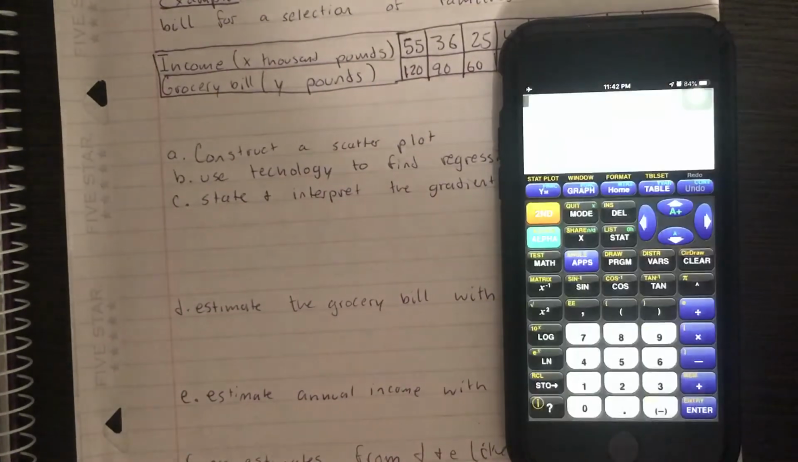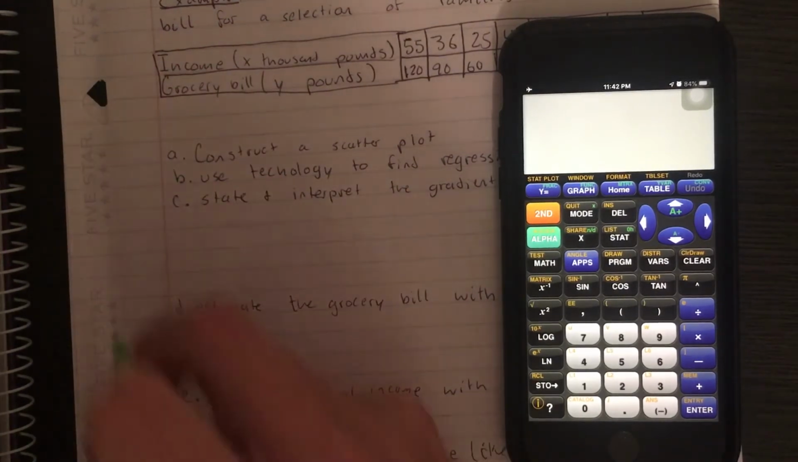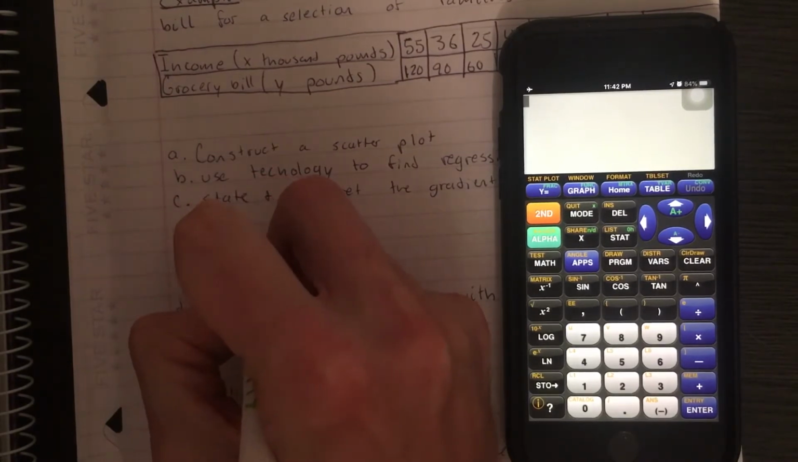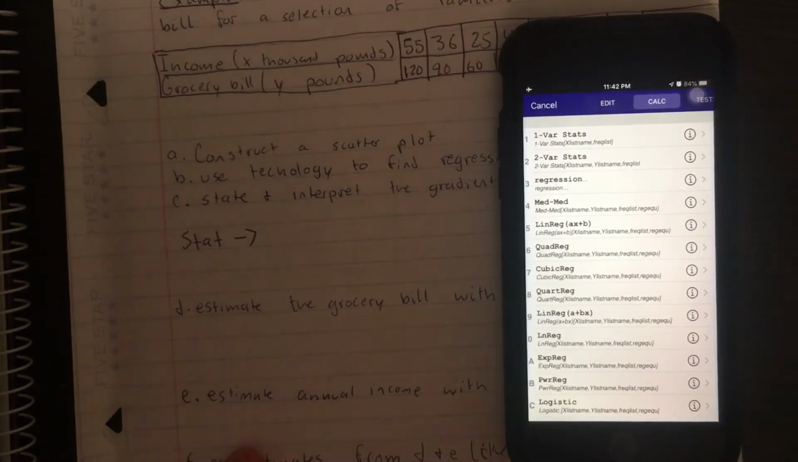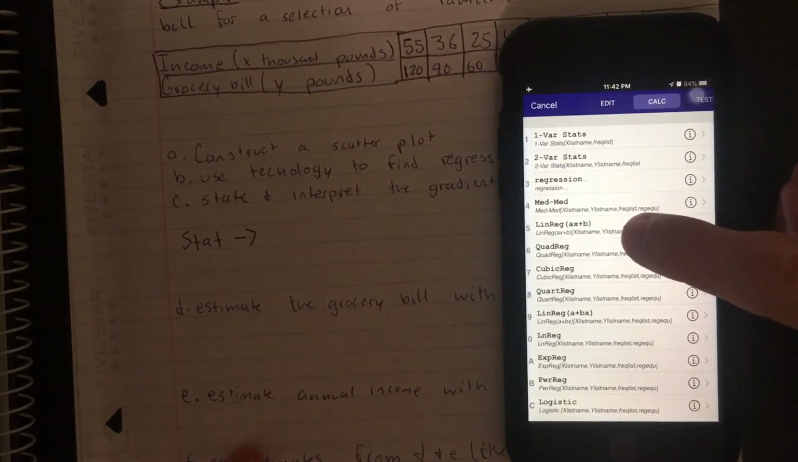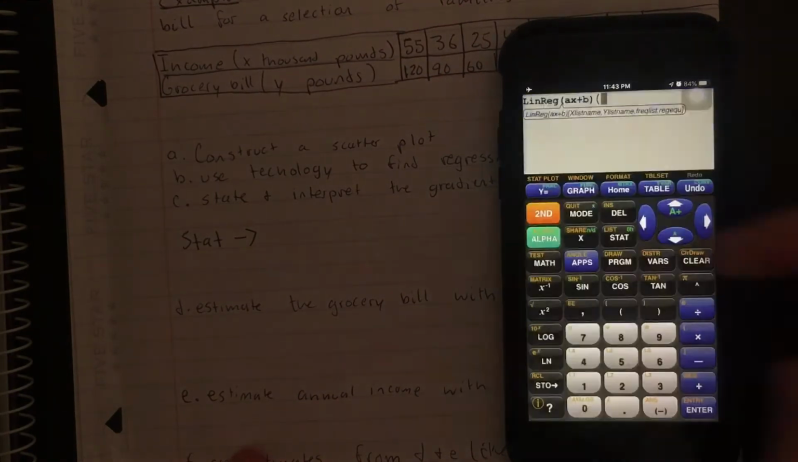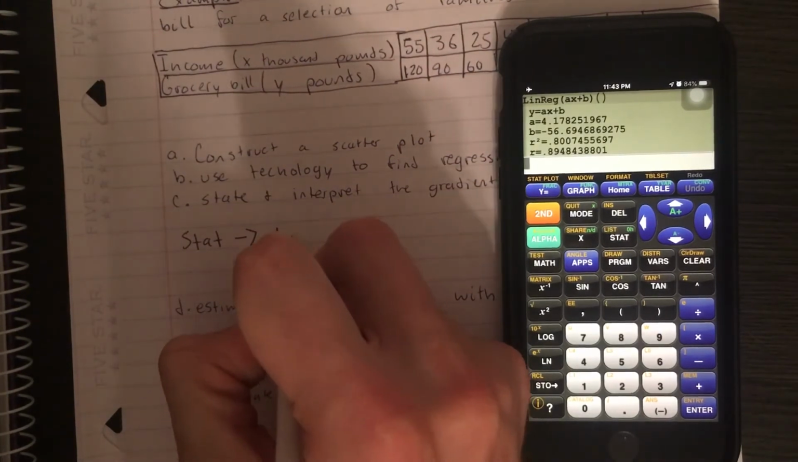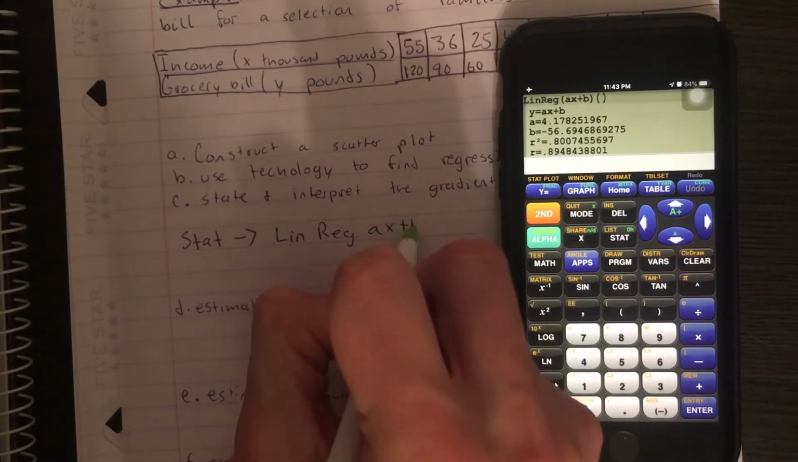So now to actually use the technology to find the regression, we're going to go into something called a linear regression. If you go to stat and you go over to calc here, you'll see linear regression right there, as well as a bunch of other regressions that you can do. So we're going to go to linear regression, and we're going to get that equation there. So linear regression, and this is of the form AX plus B.